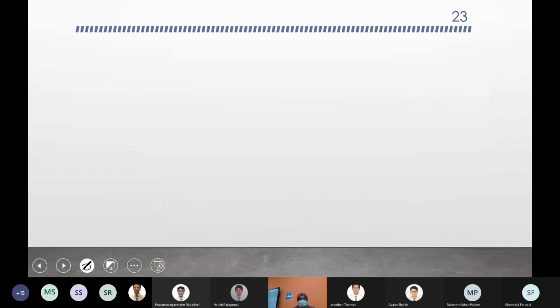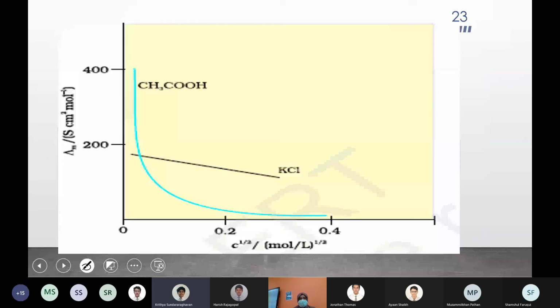Ma'am, so it's because the electrolyte dissociates more? More. So what happened? More number of ions are there. If the number of ions increases, conductivity increases, right? Conductance increases. Okay, ma'am.